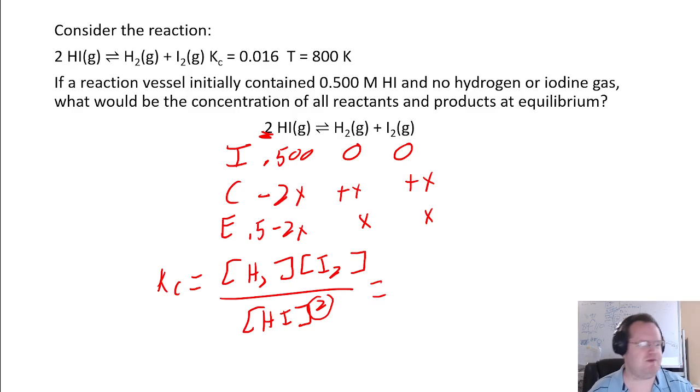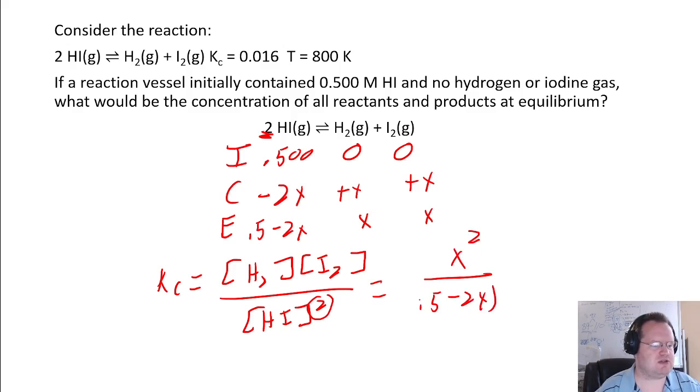Don't forget that part. It's easy to be like, oh, I said minus 2x, I'd already accounted for it. Nope, you have to do it in both places. So in the top, we have x times x for H2 and I2, so we just have x squared. And then on the bottom, we have (0.5 minus 2x) squared. And this is all equal to 0.016.